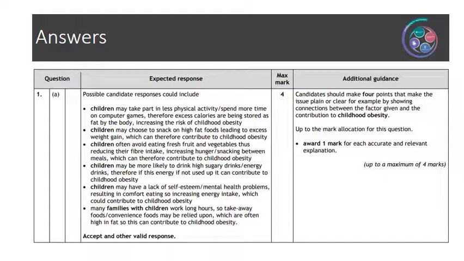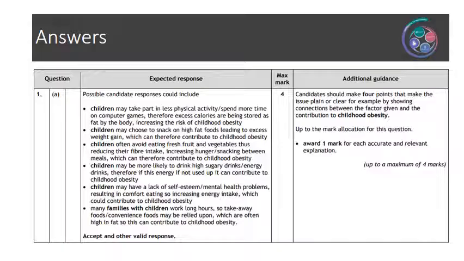Answers to question 1A. Candidates should make 4 points that make the issue plain or clear, for example, showing connections between the factor given and the factor's contribution to childhood obesity. You will be awarded 1 mark for each accurate and relevant explanation. Examples of these could be: children may take part in less physical activity or spend more time on computer games, therefore excess calories are being stored as fat by the body, increasing the risk of childhood obesity.